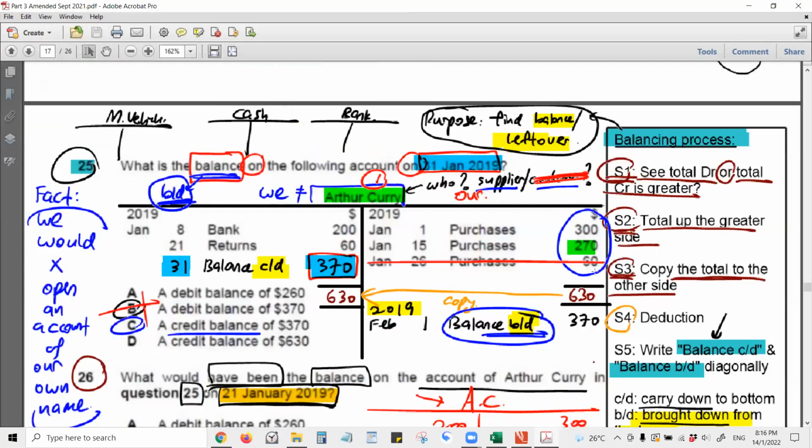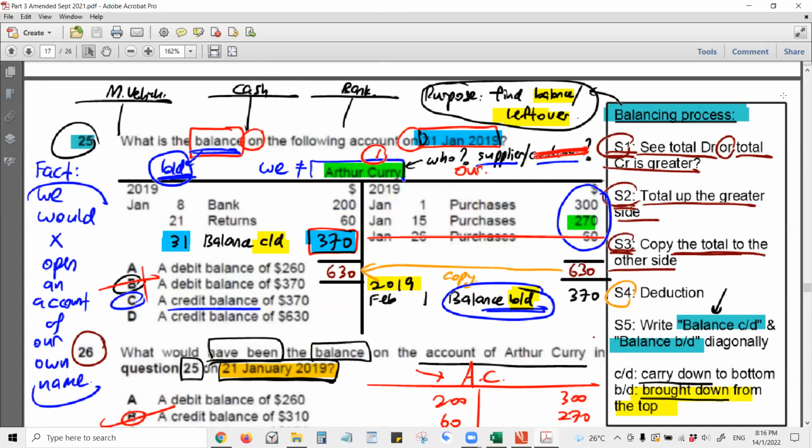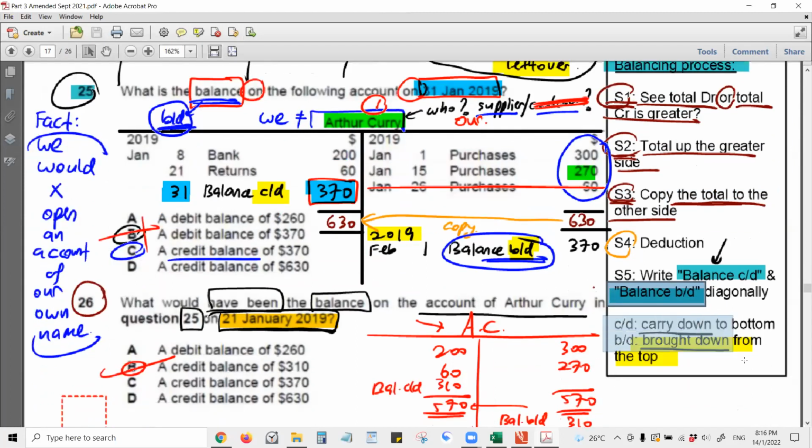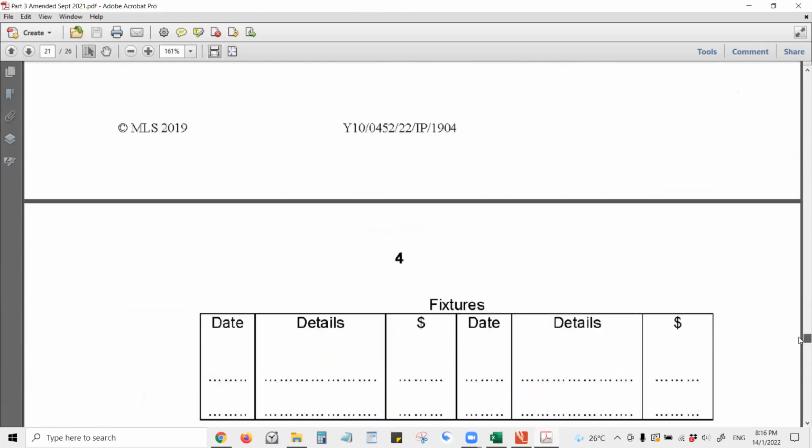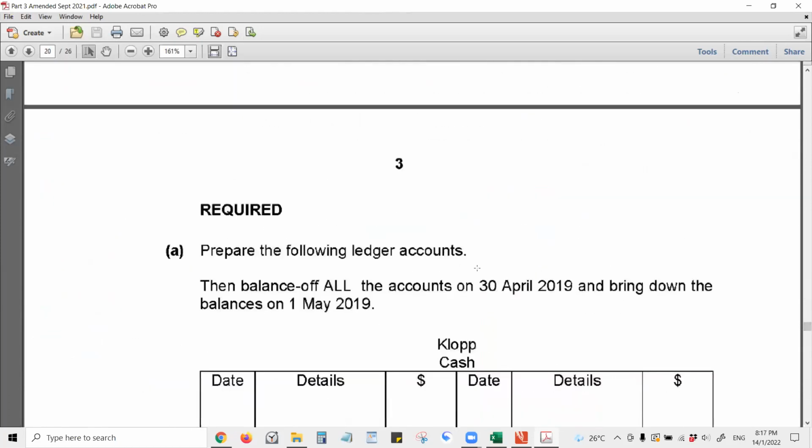Here, on the right hand side, this is in your chapter 3. Firstly, we see whether total debit or total credit is greater. Then you total up the greater side, copy the total to the other side. Number 4, do deduction, write balance CD, write balance BD diagonally. Remember, CD stands for carry down, BD stands for brought down. If you have done this very long clock question in chapter 3, you should now be very good with the balancing, because practice makes perfect, no shortcut.